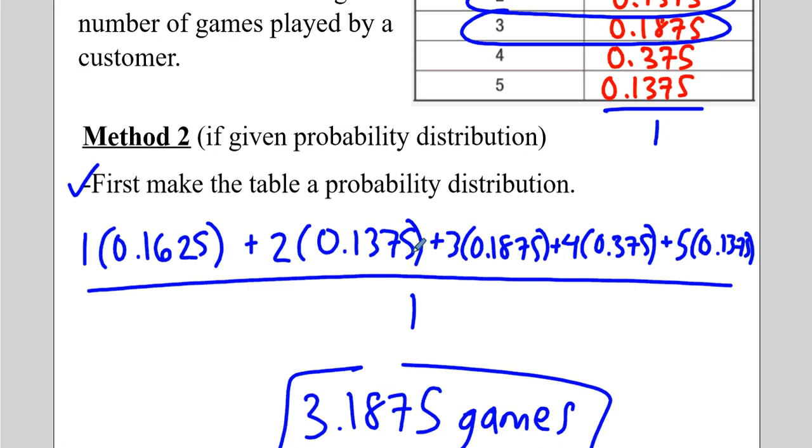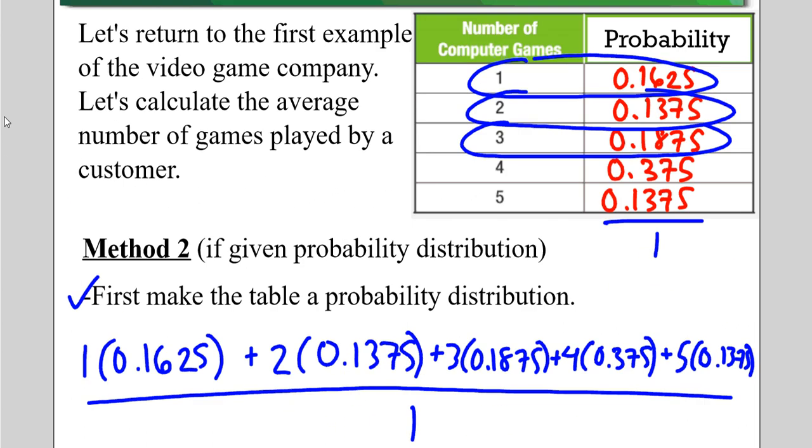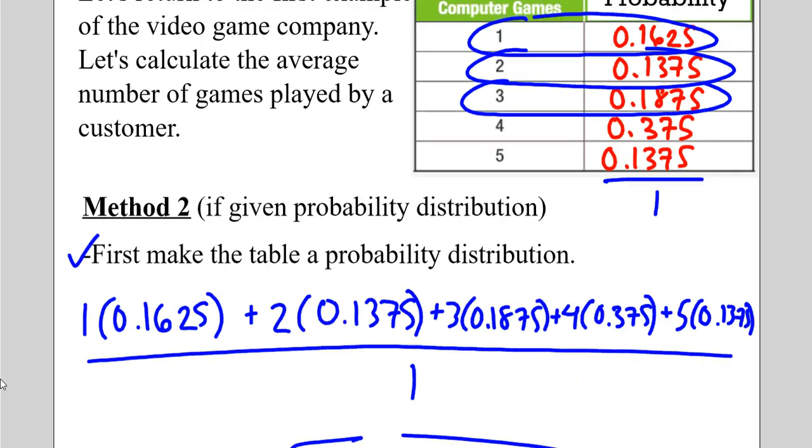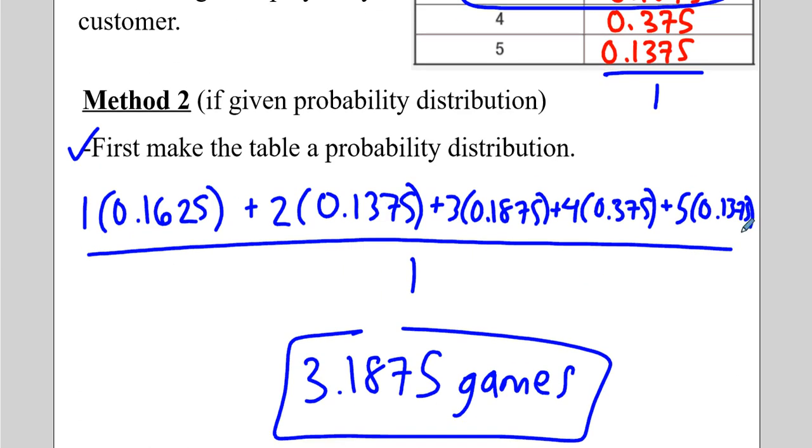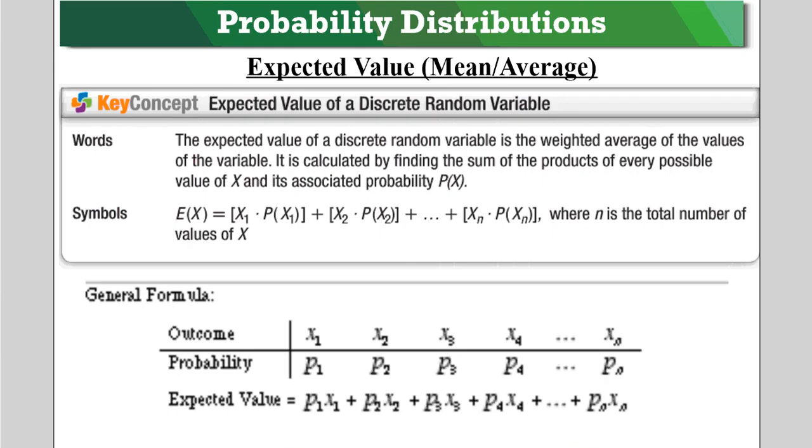So if they give you a probability distribution table, you just multiply by the corresponding, whatever the far left column is, the number of games, and then you add all the values up. So you multiply each of these individually, add them all up, divide by 1, you're still going to get 3.1875. So that's how you calculate an average if you're given a probability distribution.